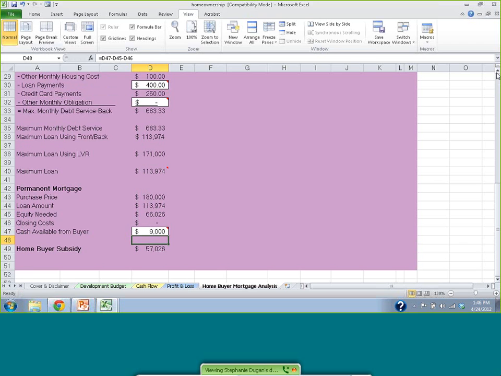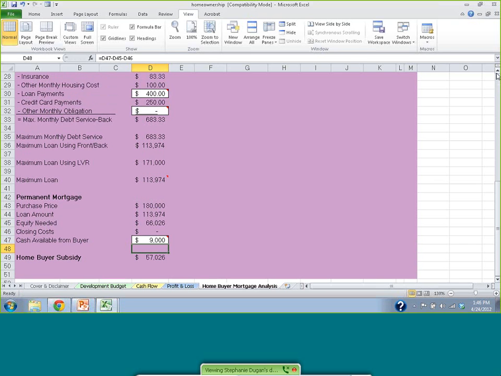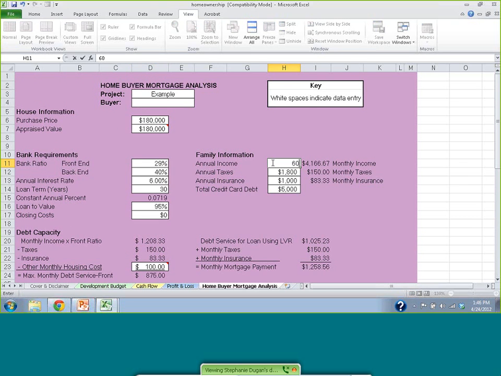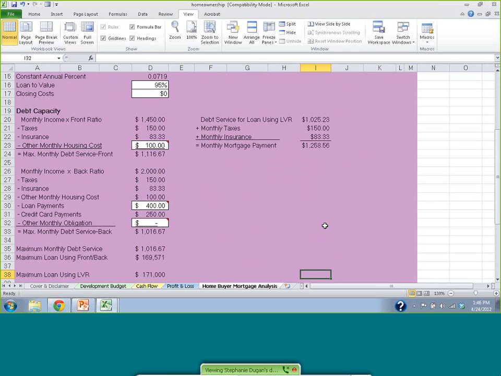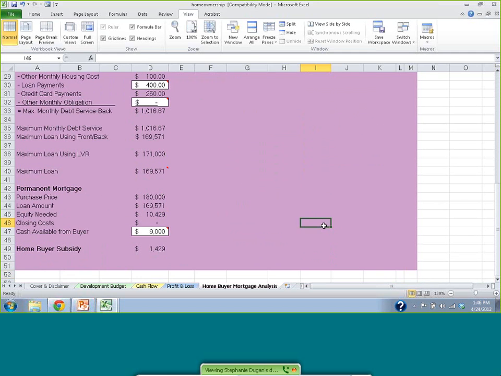If we were able to use a higher income, let's change our income from $50,000 to $60,000 and see what the mortgage they could afford would change to. And we can now see that the maximum loan is very close to the maximum that the bank would lend on the house. It's now $169,000, and with a $9,000 down payment, the home buyer would only need a subsidy of about $1,400 in order to afford this particular mortgage.